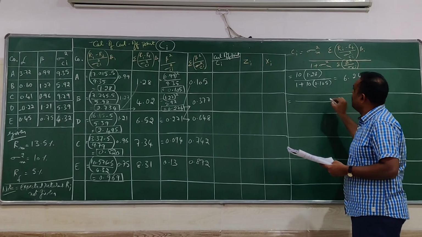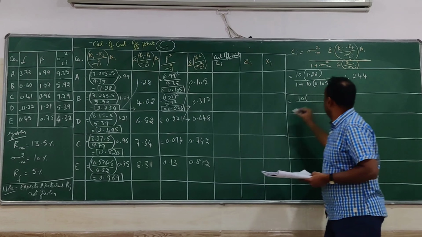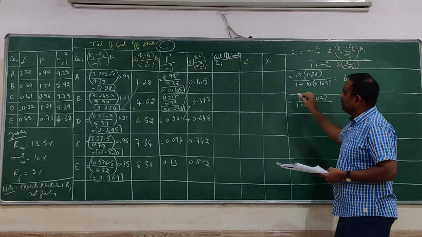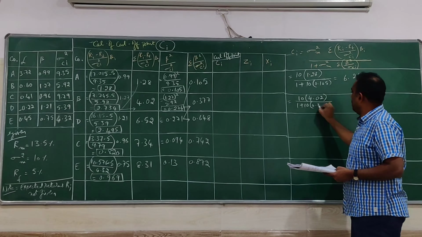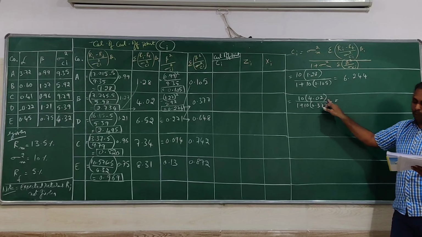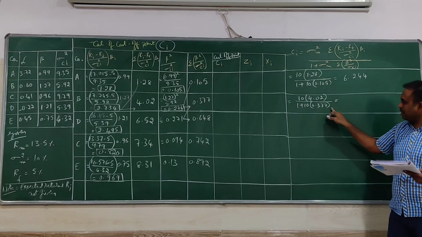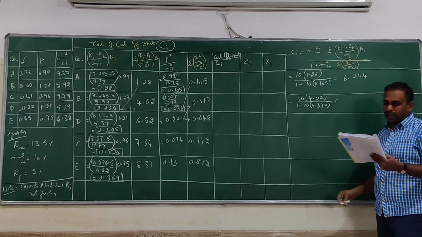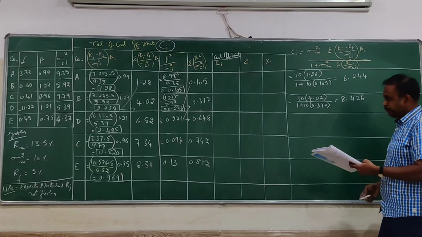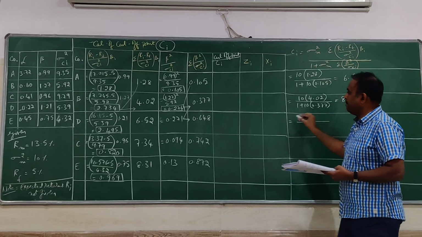Next for B, 10 plus 4.02, then 0.377, again same thing, 10 into 4.02 divided by 10 into 0.377, for that we have to add 1, that is how we have to calculate. 8.426. Next is D. Substitute carefully again.